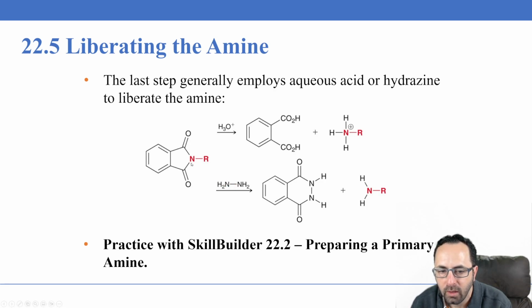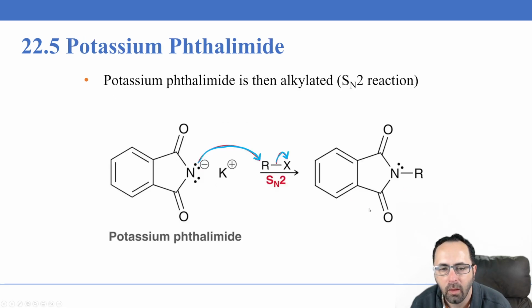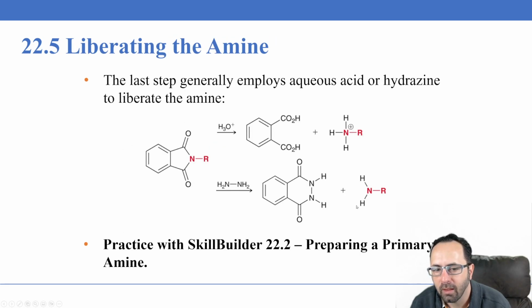If we treat with hydrazine, we basically get the 2 nitrogens installed right here between this carbon and this carbon, with 2 hydrogen atoms, and then we get the primary amine that comes off. And so the use of potassium phthalimide is another way that we can produce a primary amine. If we do it with acid, we're going to get the protonated ammonium ion, and if we do it with hydrazine, we're going to get a neutral primary amine.